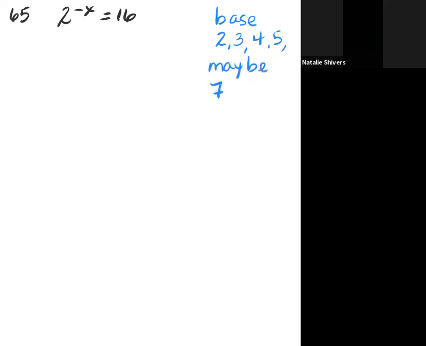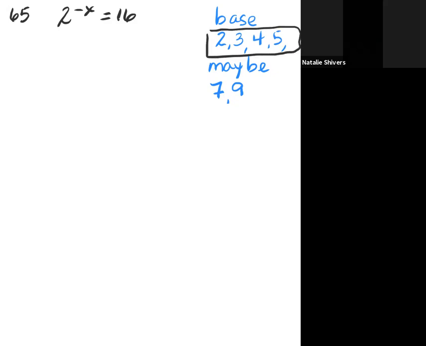All right, so the other problems are all going to be very similar. Okay, so it's just a matter of catching on. All right, so 65: 2 to the negative x equals 16. Okay, so we're going to make these all the same base. We're going to look for base 2, 3, 4, 5, maybe 7, maybe 9, but mainly 2, 3, 4, and 5.